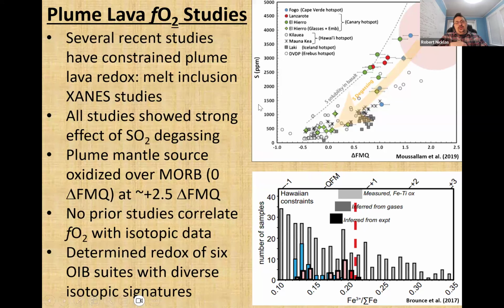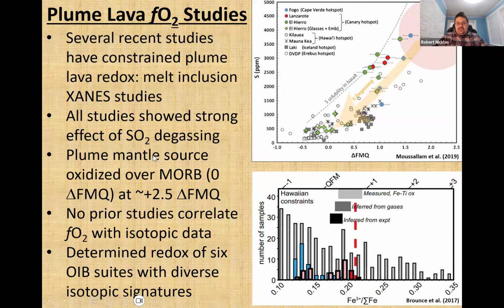What they showed overall was a strong influence of degassing. You'll notice these are some of the most sulfur-rich lavas on Earth. These have like 5,000 ppm sulfur. But as we degas sulfur, we get overall more reduced by over 2 log units. However, they basically regressed sulfur versus fO2 to what they thought the sulfur content of the parental magmas were, and said, oh, plume lavas are oxidized. They're around plus 2 to 2.5 delta FMQ. They're significantly more oxidized than MORB.